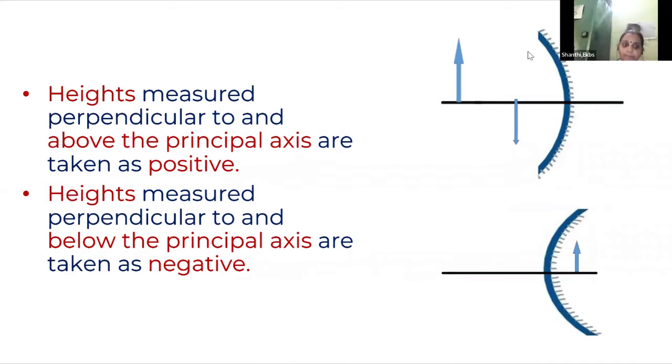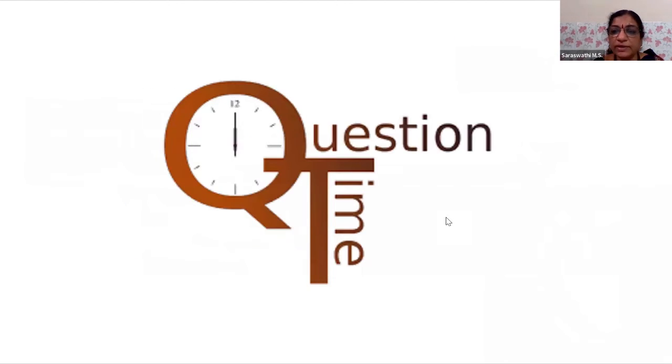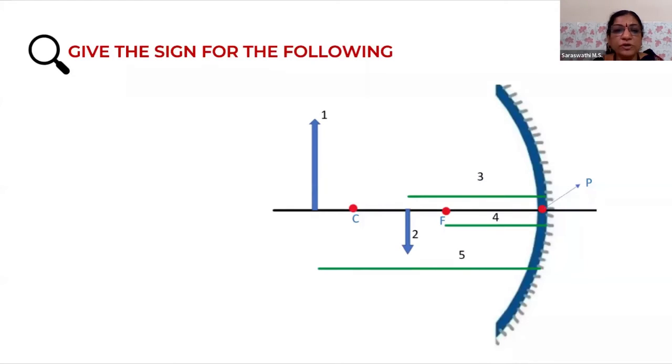Heights measured perpendicular above the principal axis are taken as positive. Heights measured perpendicular below the principal axis are taken as negative. So if the image is a virtual erect image, h dash will be positive. If the image is a real, inverted image, h dash will be negative. I want you people to participate and answer these questions.